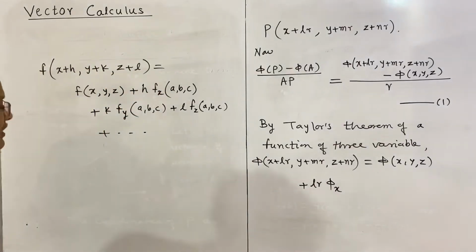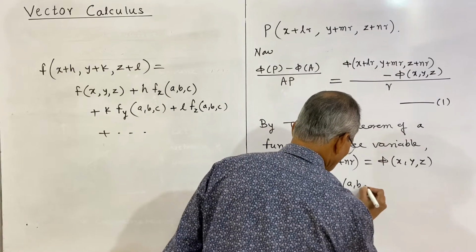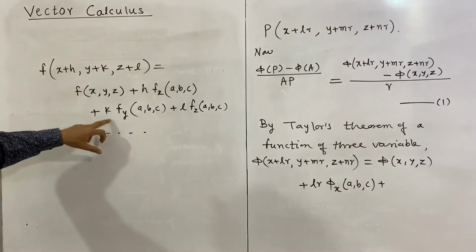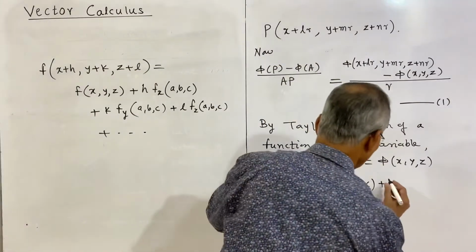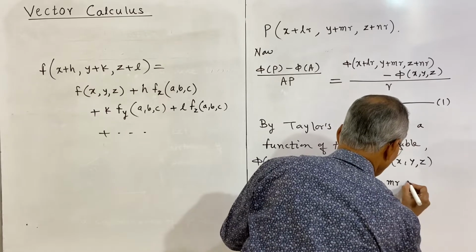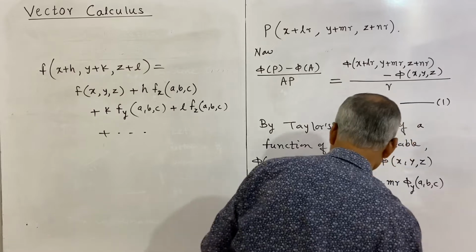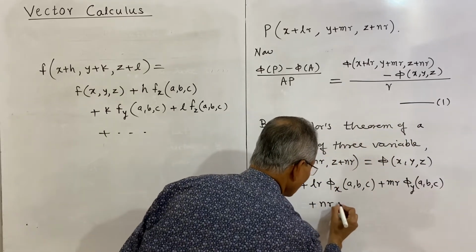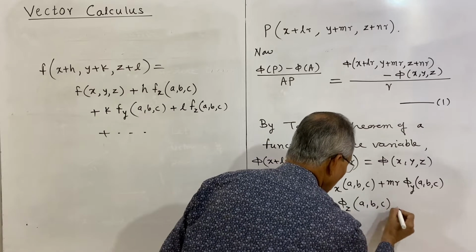The partial derivative of phi with respect to x, and we take the point as ABC, plus k. What is k here? That is y plus k; here it is y plus MR. So it is MR times the partial derivative of phi with respect to y at some point ABC, plus next z plus NR. So it is NR times the partial derivative of phi with respect to z at point ABC.